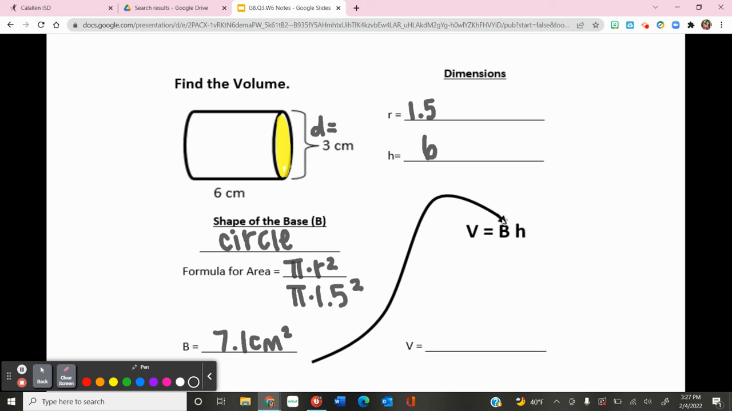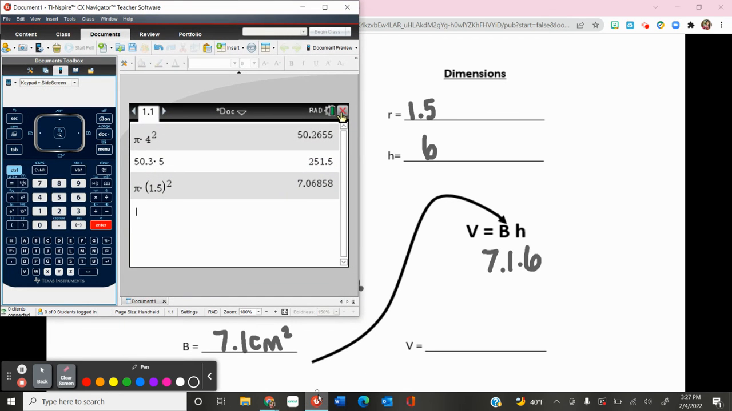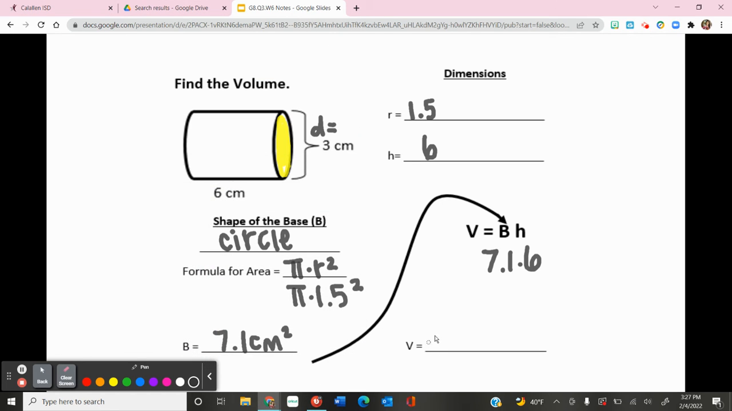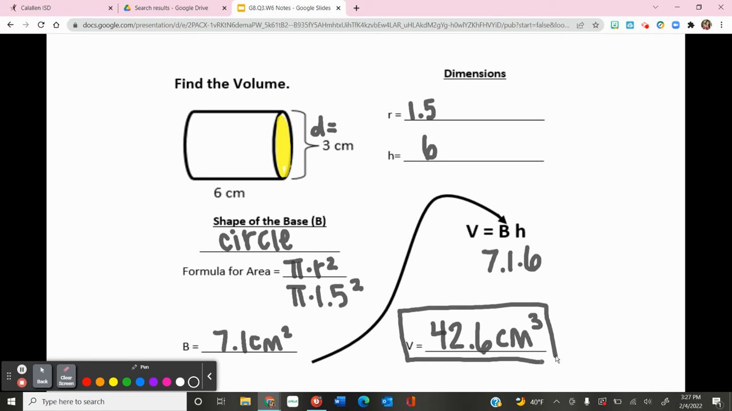Then I'm going to plug this into the formula for volume of a cylinder, which is volume equals big B, which stands for the area of our base, times the height of our prism. So the area of our base is 7.1 times the height of our prism, which is 6. So 7.1 times 6 is going to equal 42.6. So here the volume for this cylinder is 42.6 centimeters cubed because we're talking about volume. Okay, that is our second cylinder. Let's go ahead and look at the third shape.